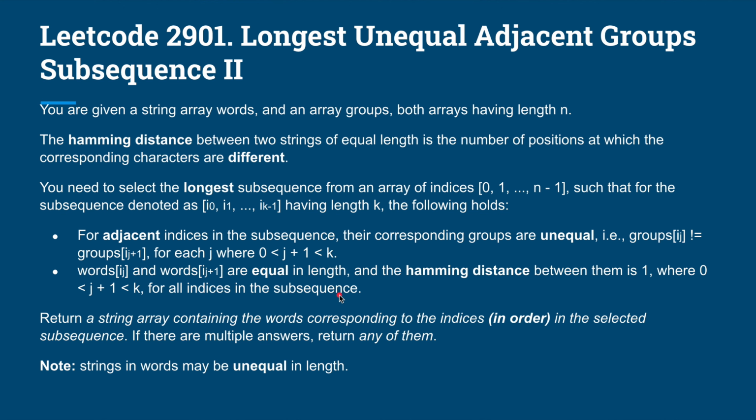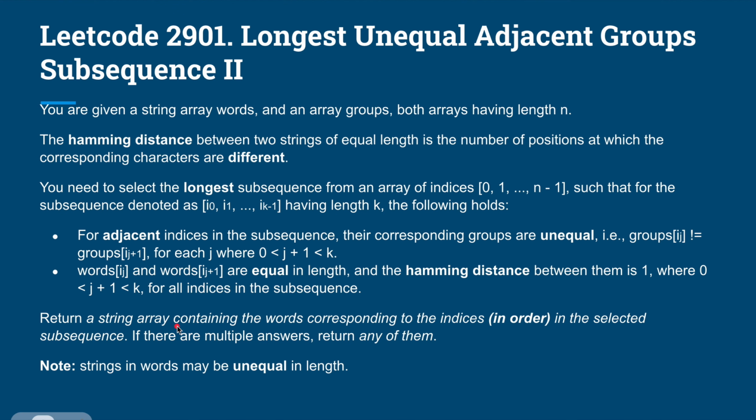So the only difference between words at j and words at j plus 1 is what? The distance between them is 1. Are you understanding? Right? Then what we have to do? And these two things are happening for all the indices in the subsequence, right? Then what we have to do?